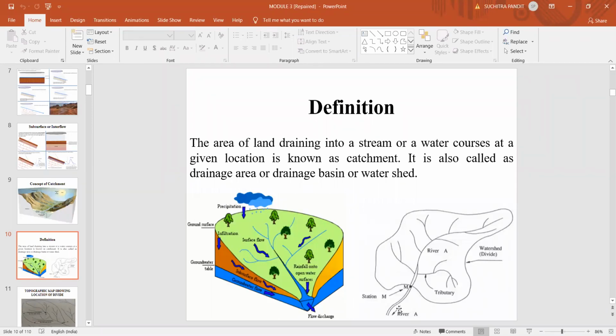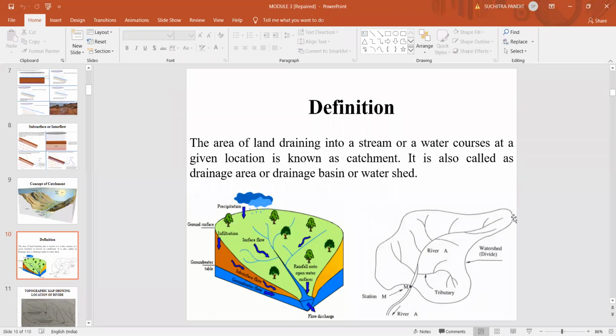Now this is the 3D model of the catchment area, how exactly it looks. You can see a natural stream, and these are the tributaries that contribute to the natural stream. This is the shape of the catchment area, and this line is called the boundary of the catchment area.